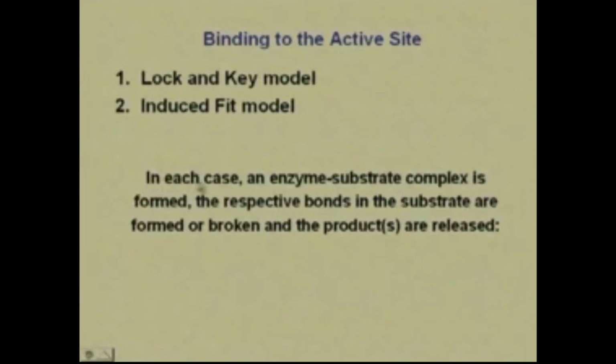So in each case we have an enzyme substrate complex formed, and the respective bonds in the substrate are formed or broken and the products released in both cases, because each of these is talking about how we form the ES complex. That is essentially what we are forming now. So how can we form it? We can form it in what is called a lock and key mechanism or an induced fit mechanism.